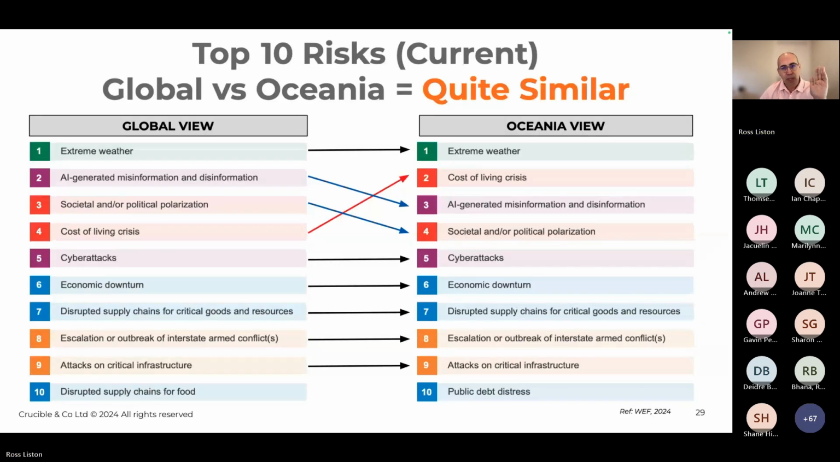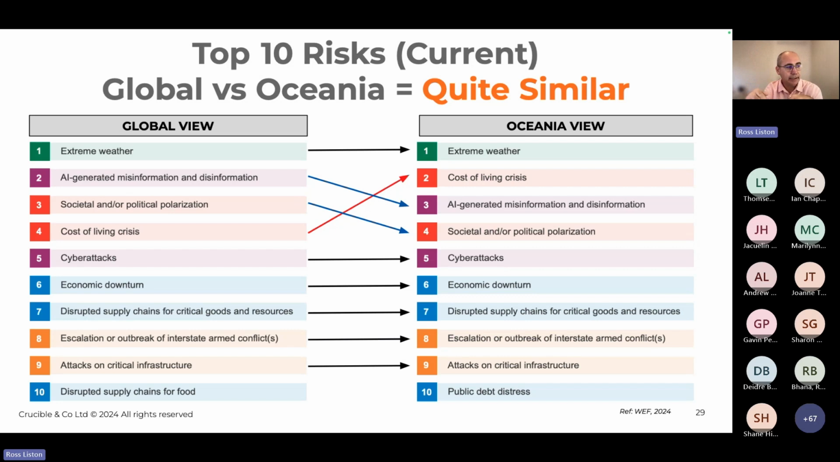And so if I can take the view of what are the top risks globally and what are the top risks for sort of Oceania, you can see that it's quite similar. So as we come in to an area that's more relevant to our domain, the only thing that really changes is obviously the cost of living crisis has gone up in priority, whereas the misinformation and disinformation from AI and the societal and political polarization drops slightly.